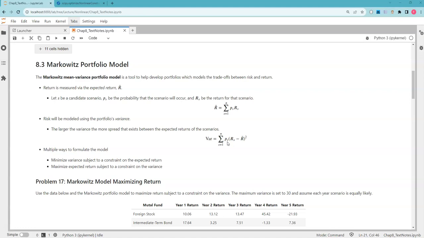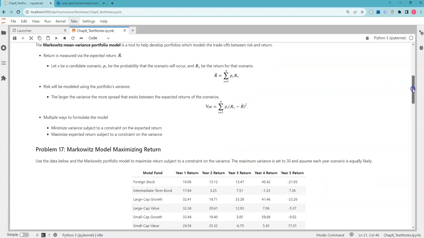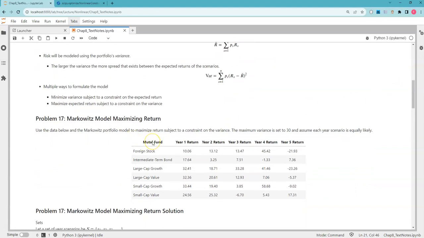I'll talk through the Python code again, and then we'll see it implemented live in Excel. First, we're going to grab problem 17 from the course textbook. It has mutual funds as the investment options. It looks like there are 6 mutual funds here, and there are 5 year returns that we're looking at, so we're seeing this table showing up here. The problem is formulated such that we're trying to maximize the return subject to a constraint on the variance, that the variance be no greater than 30.